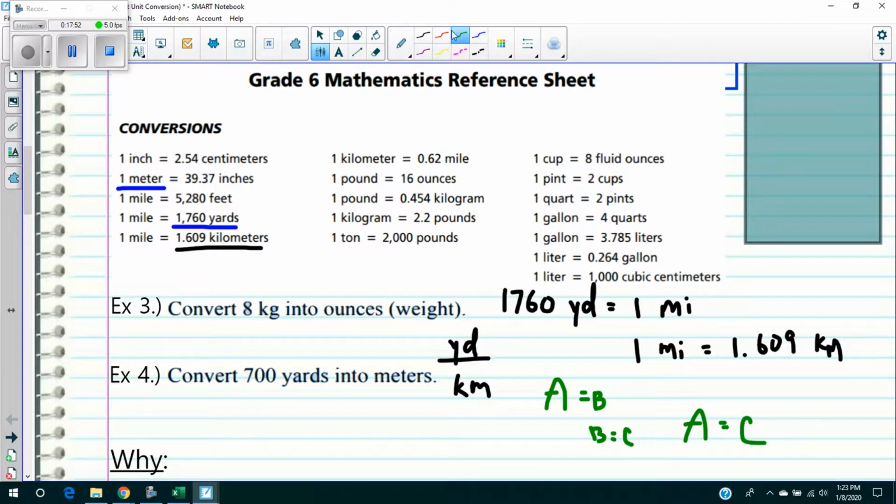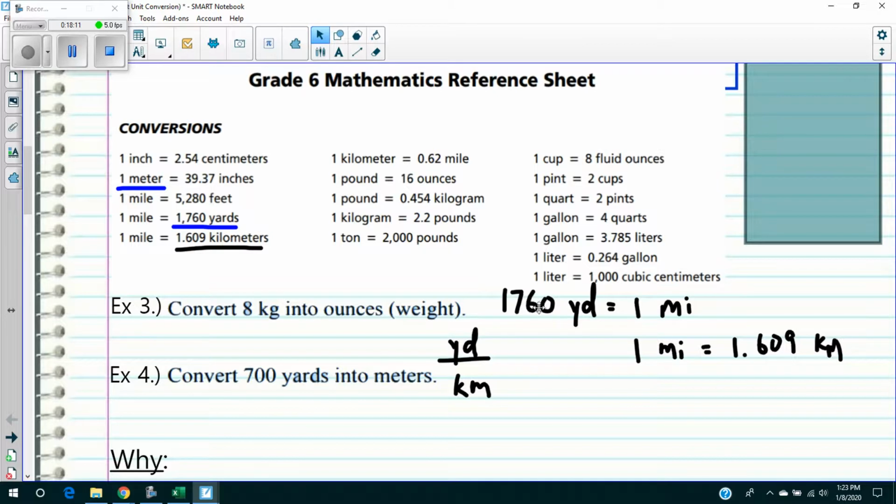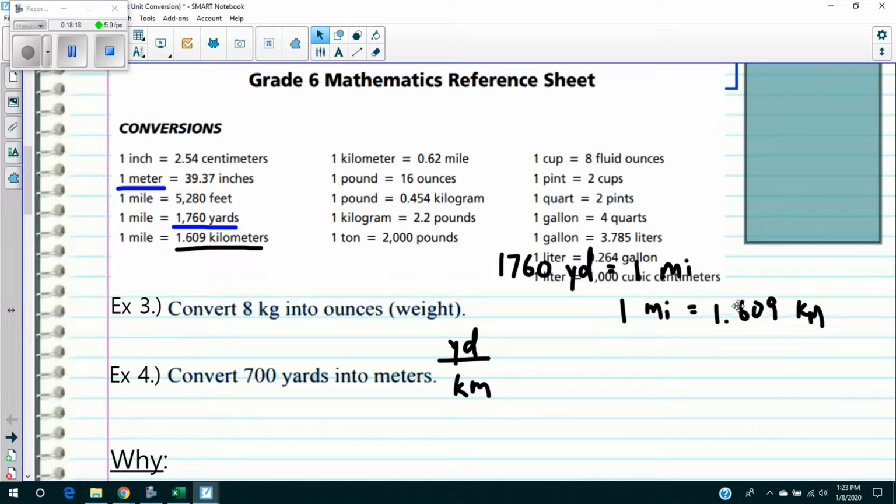Using that as an example, if I were to ask you if 1,760 yards is 1 mile and 1 mile is 1.609 kilometers, what conclusion can you draw? 1,760 yards is 1.609 kilometers. So I'm going to write that down.